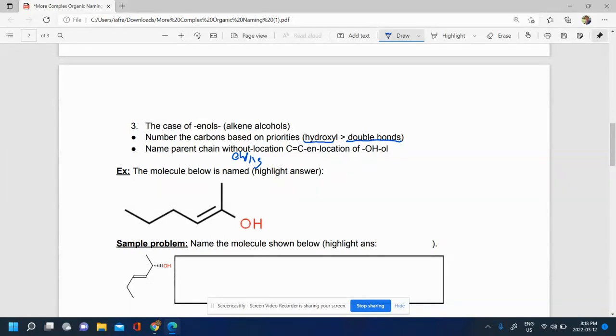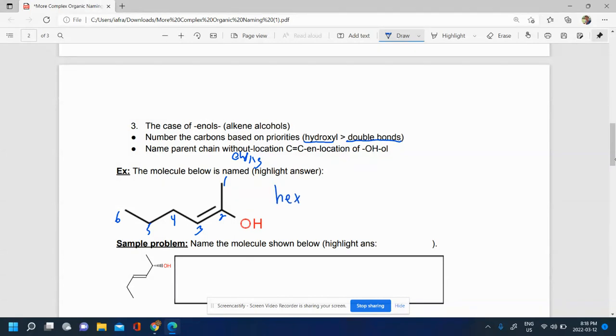So for example, here we're going to try to number this molecule. We want to try to get the lowest possible numbers for our groups, and then we also want to prioritize the OH. So it looks like I can get low numbers going this way. If I went the other way, the numbers would have been too high for both my double bond and my OH. So this is a 6-carbon molecule.